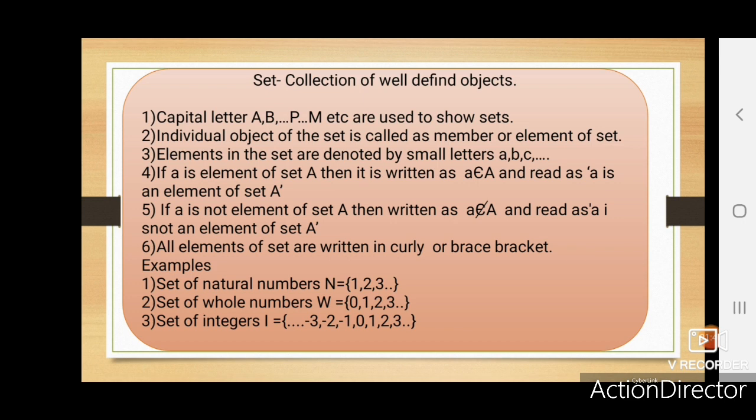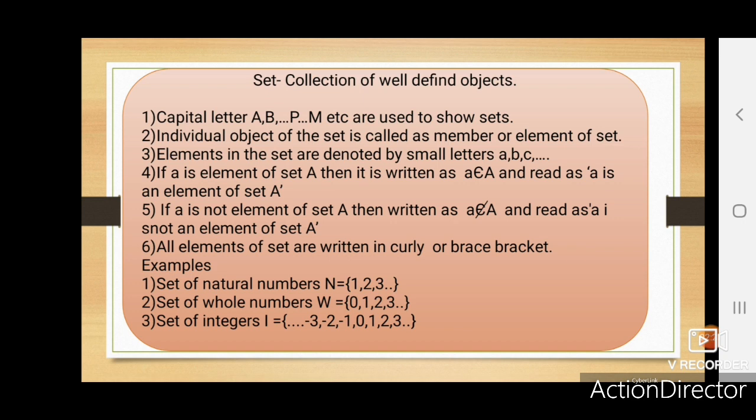There are some rules to write a set. Let's study the rules. Rule 1: Capital letters A, B, P, M, etc. can be used to denote sets. Rule 2: An individual object of the set is called a member or element of the set. Rule 3: Elements in the set are denoted by small letters a, b, c and so on.